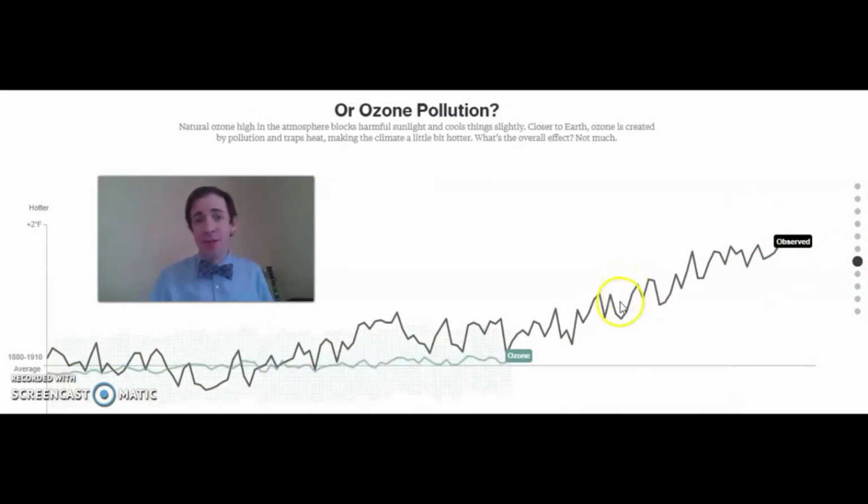Ozone is also pointed to. Ozone heats up Earth's surface as well, so it works in a similar way to greenhouse gases, but it is not nearly enough to account for our observed change.